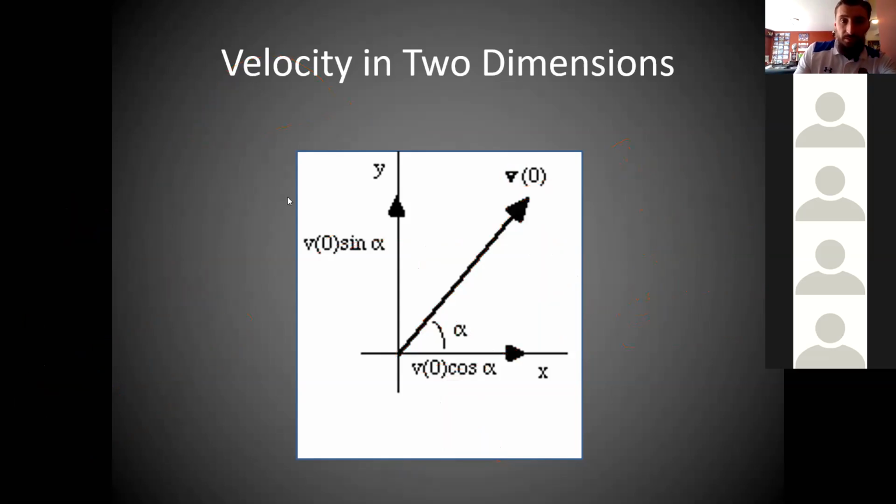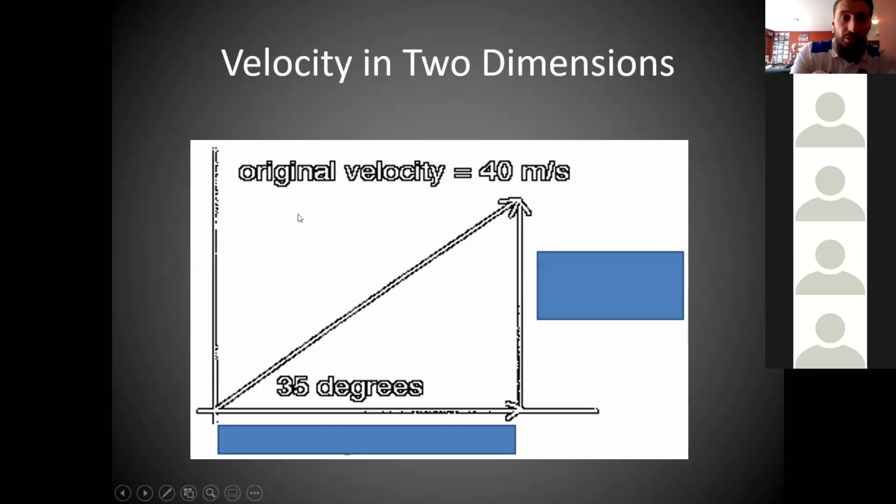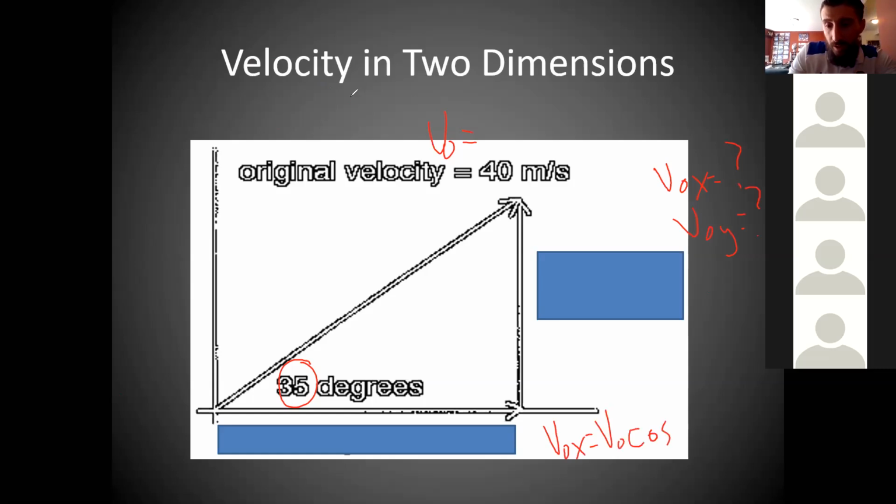So let's say I have this. Let's say my initial velocity is 40 meters per second, and I have an angle of 35 degrees. I want you to calculate my velocity initial in the x and my velocity initial in the y. Can you do that for me, please? Remember, velocity initial in the x is velocity initial cosine theta, and velocity initial in the y is equal to velocity initial sine theta. So go ahead, I'm going to give you a minute to solve that.